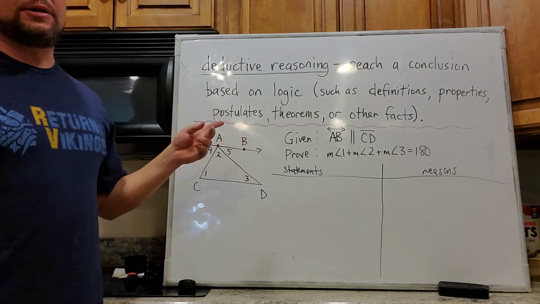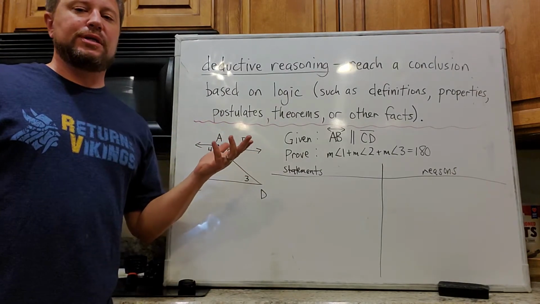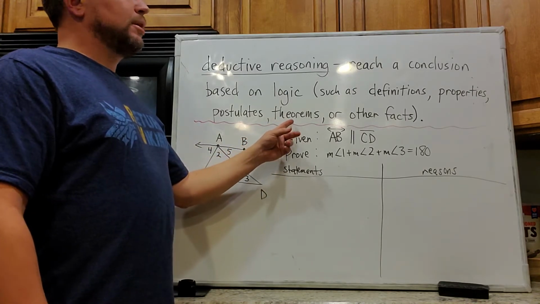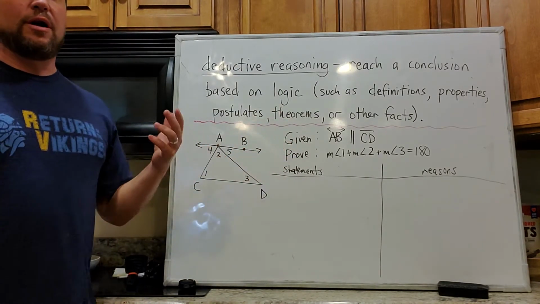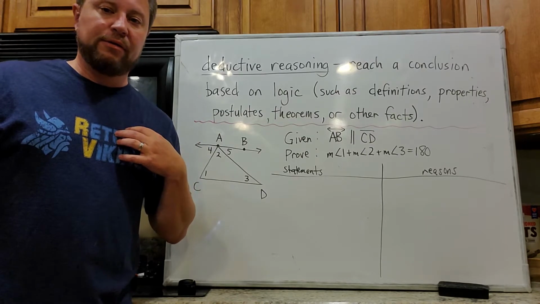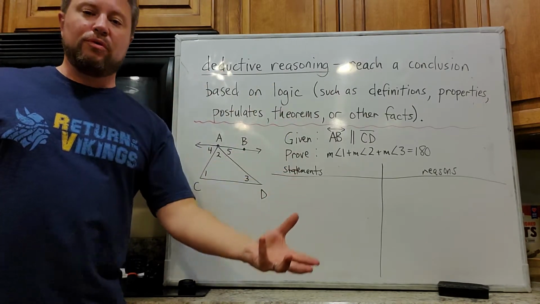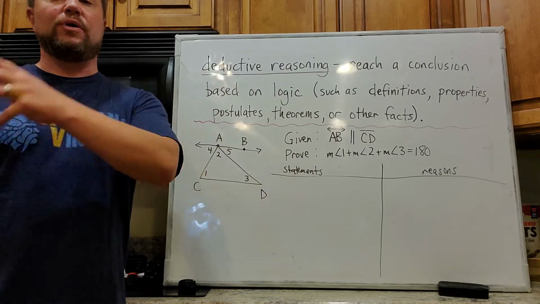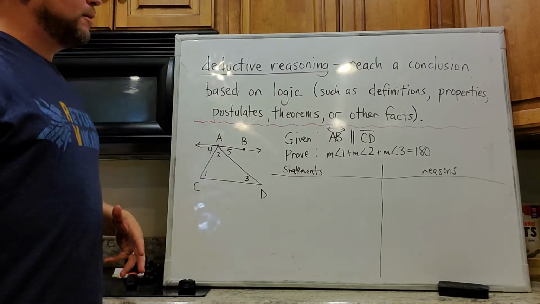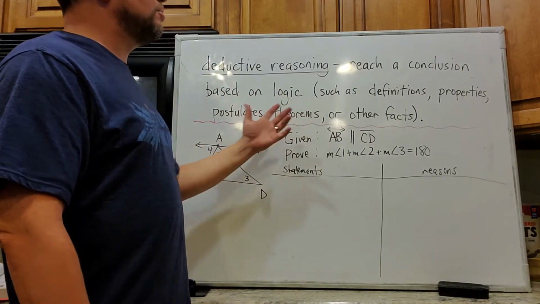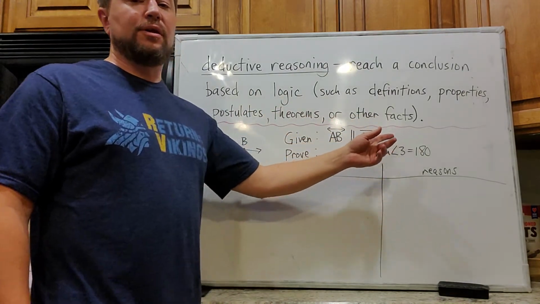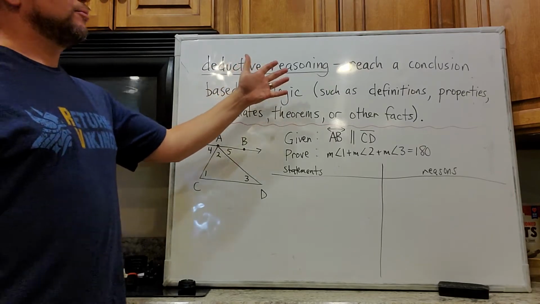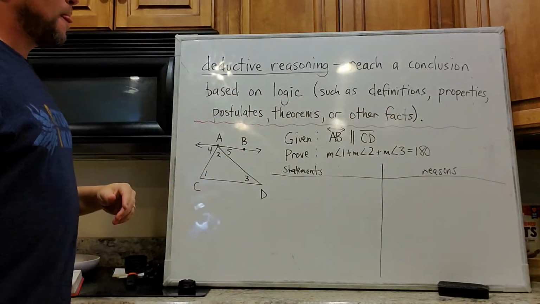Postulates. Remember, postulates are things we know to be true, we just can't prove. And theorems. Okay, theorems are often what we are going to actually be proving. But once you've proven a theorem, now you're welcome to use that theorem to prove other theorems. You could use any of those or any other facts that you might know. So we're using logic, thinking it through based on facts.